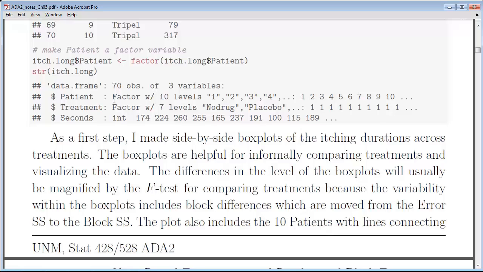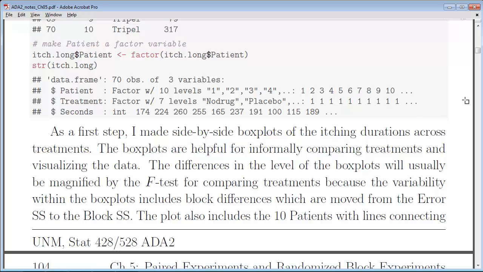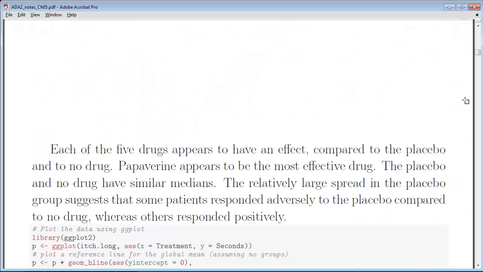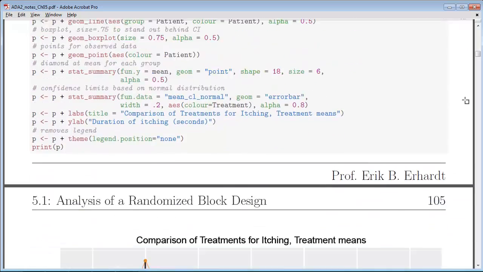We want the treatment to be a factor, but it's also important for the patients to be factors because the difference between patient 1 and patient 10 is not 9 units, right? They're all basically separate categories, these people. So we need that to be a factor. All right, so let's start by plotting the data. Okay, plot, plot, plot.